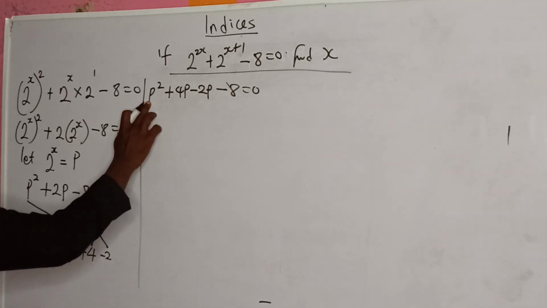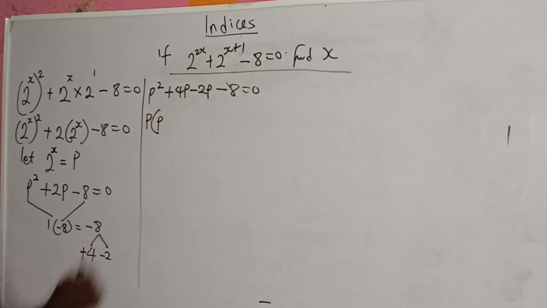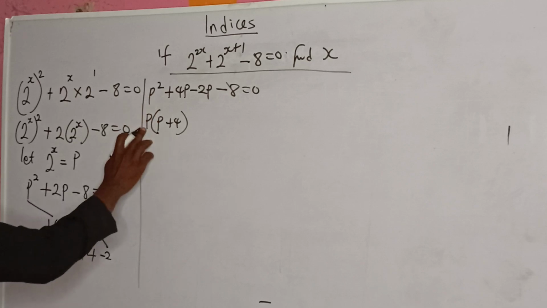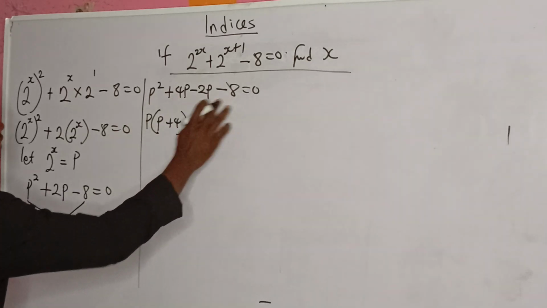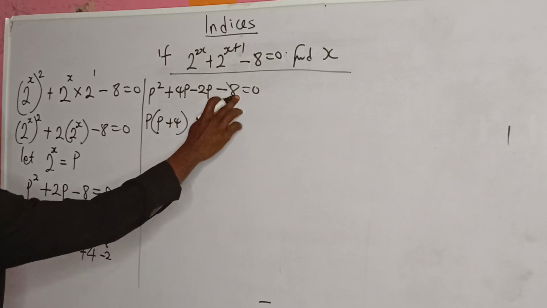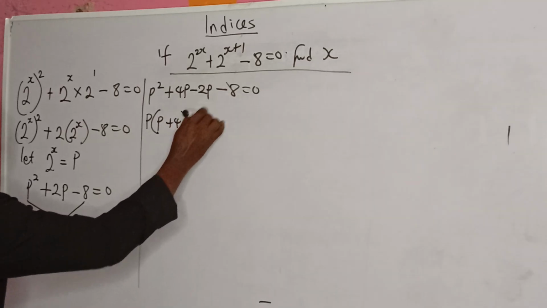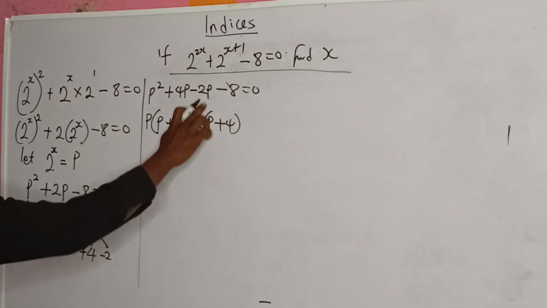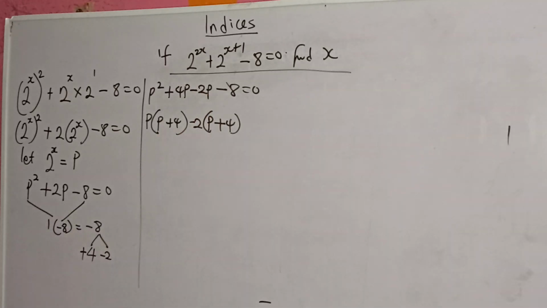Now what is common between p square and 4p? It is p. So p plus 4, because p times p is p square, and p times 4 gives us 4p. We'll also factorize this. What is common between here and here is 2, because there is no p this side. So minus 2, p plus 4. Minus 2 times p gives us minus 2p, and minus 2 times plus 4 gives us minus 8. You say equals to 0.